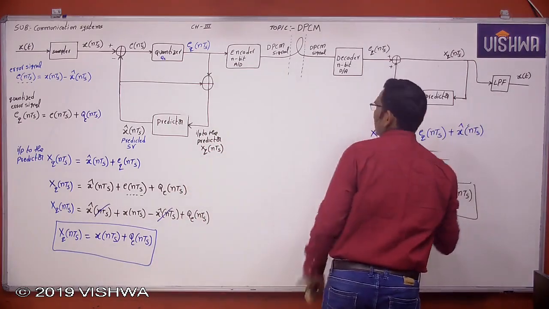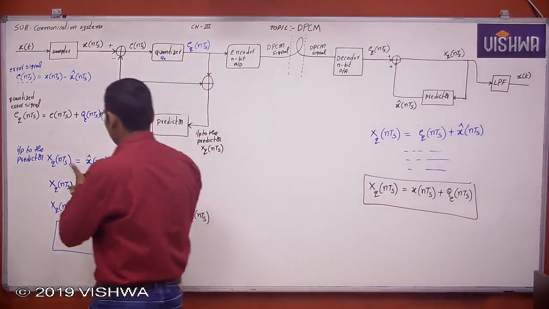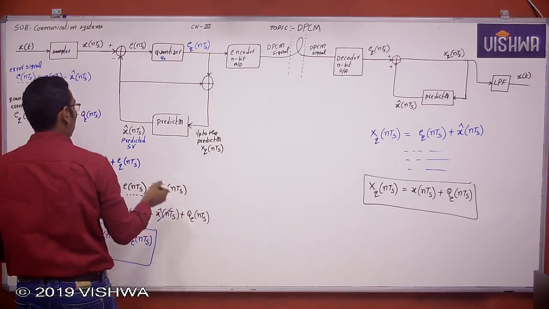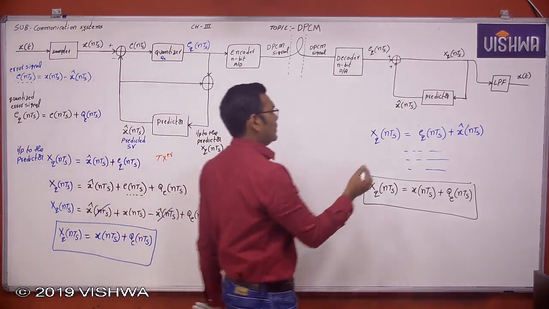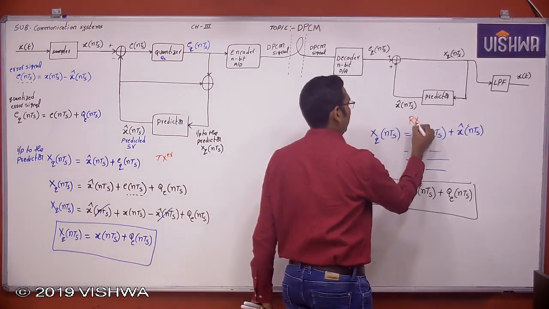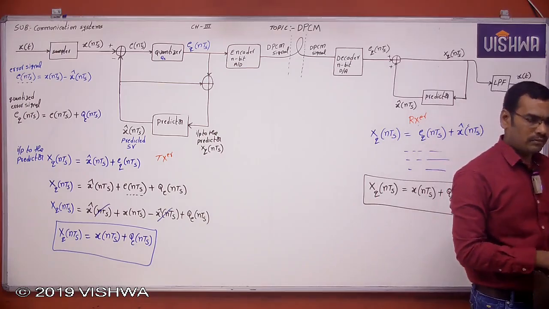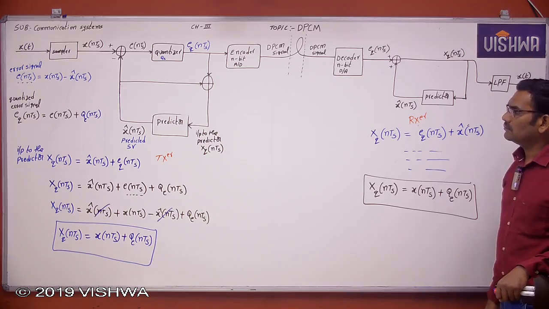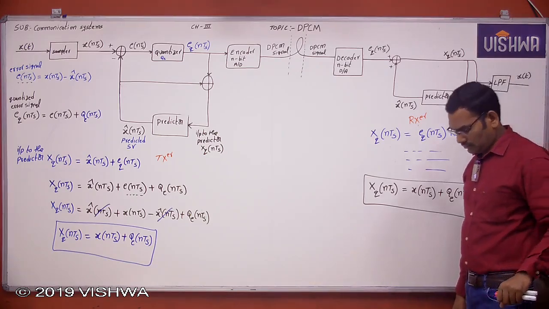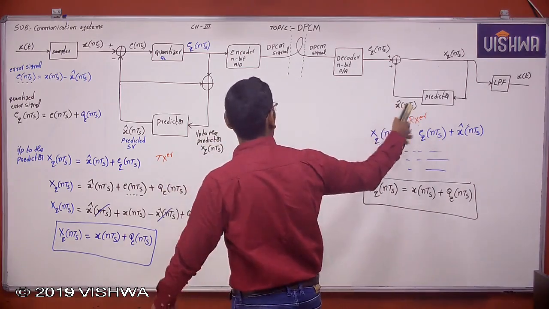Now this is the DPCM encoder, the DPCM transmitter portion, and this is the DPCM receiver. No doubt. Okay, this is the DPCM encoding and this is the DPCM decoding process.